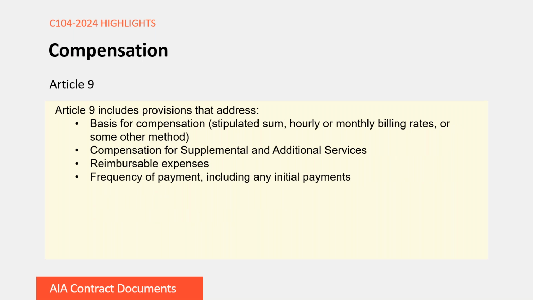Sure. Since this agreement is meant to be flexible, the manner in which the owner will pay the owner's representative is also meant to be flexible. In Article 9, you're going to see the basis for compensation for the basic services. This can be a stipulated sum, it can be hourly or monthly billing rates, or some other method. You're also going to see a section where the parties can negotiate compensation for supplemental and additional services. You'll see reimbursable expenses, and frequency of payment, including any initial payments or down payments that the parties would like to negotiate. That's really great, Elisa.